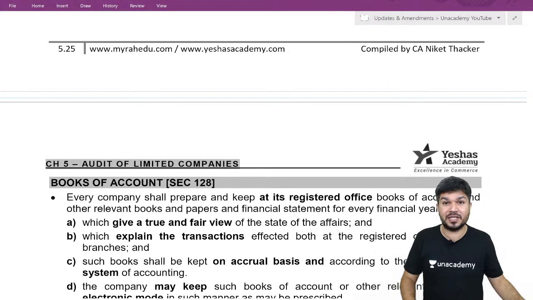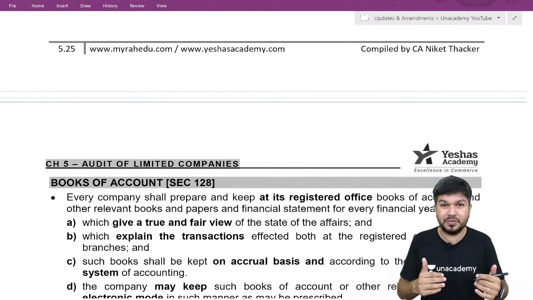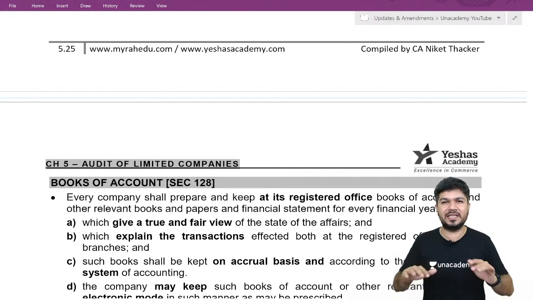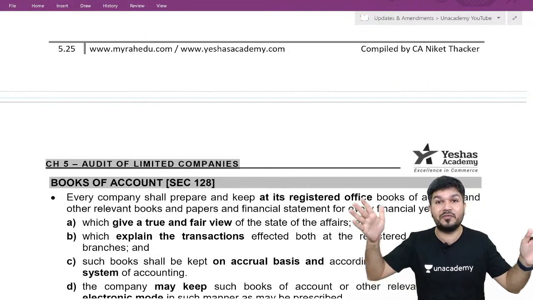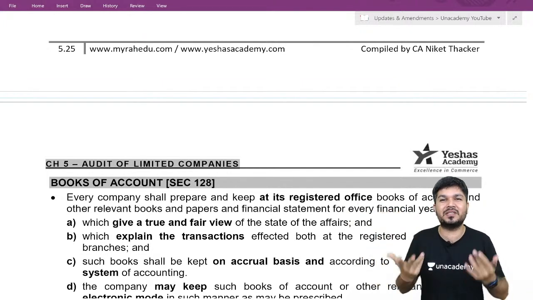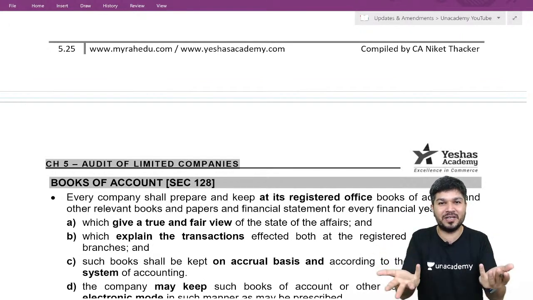Okay, books of accounts, section 128. Now these provisions 128 to 138 are not much important from the exam angle. The exam angle is 139 to 148, more important. Subject is audit. Provisions relating to audit are important.